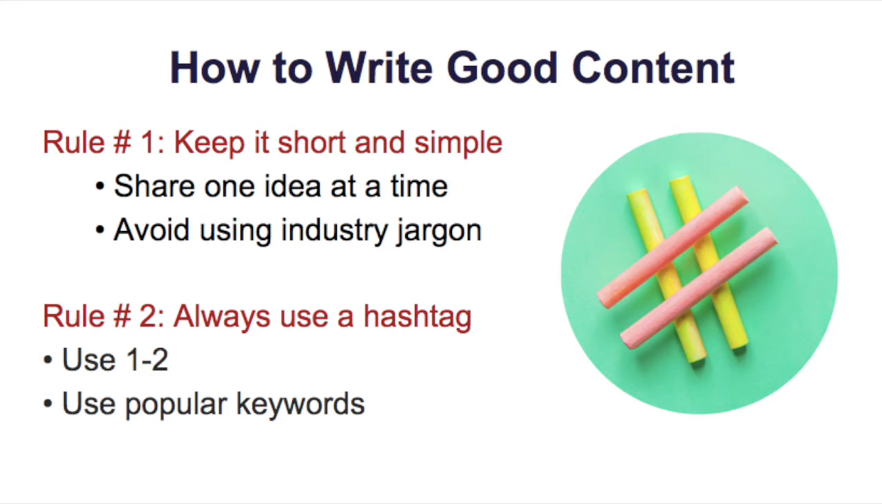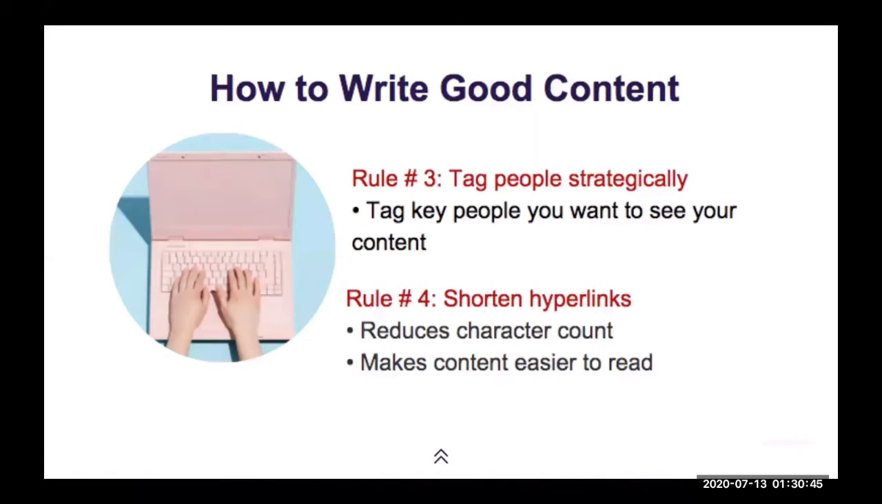Rule number 3, tag people strategically. So let's say that you want a policymaker to see your content. You really want them to change policy on a particular issue related to your research. You maybe write a piece of a fact or a statistic from your research that you think really illustrates why this particular change needs to be made, and you tag that policymaker on social media.